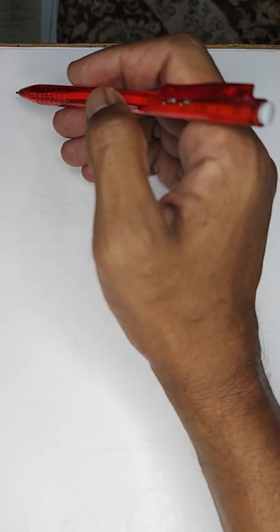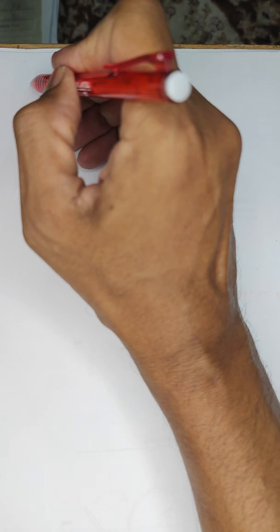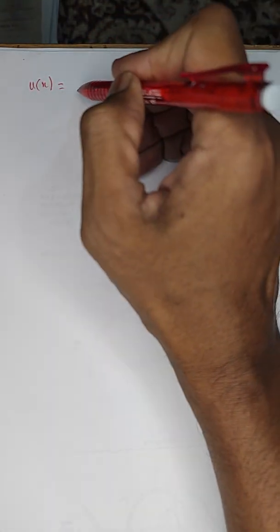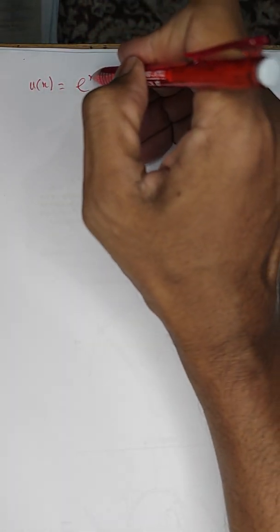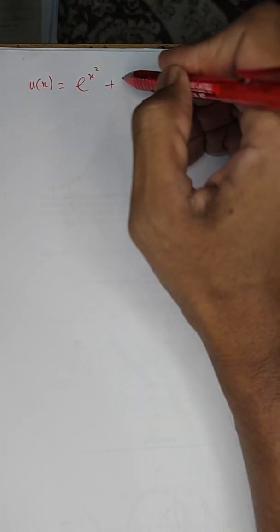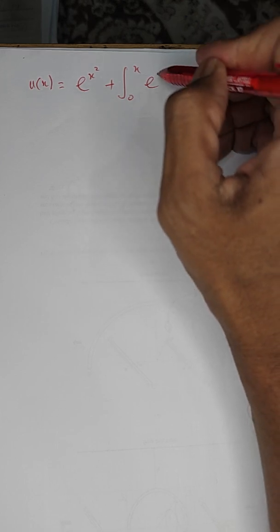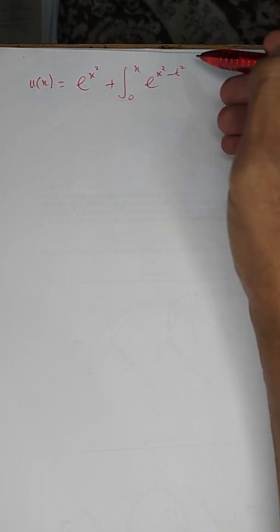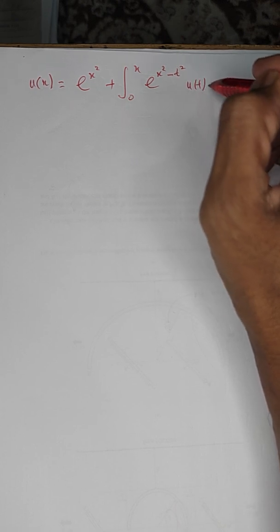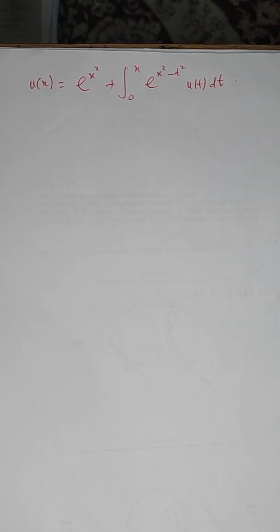Given u(x) is e^(x^2) plus the integral from 0 to x of e^(x^2 - t^2) u(t) dt. Okay, so another example here.